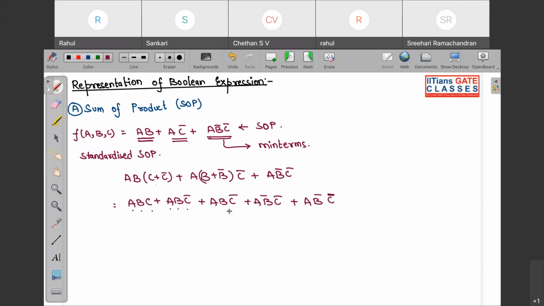Now if I ask you why these are known as min terms, or another way of asking, in SOP we basically pay more attention to 1 than to 0. Let me show you one example.